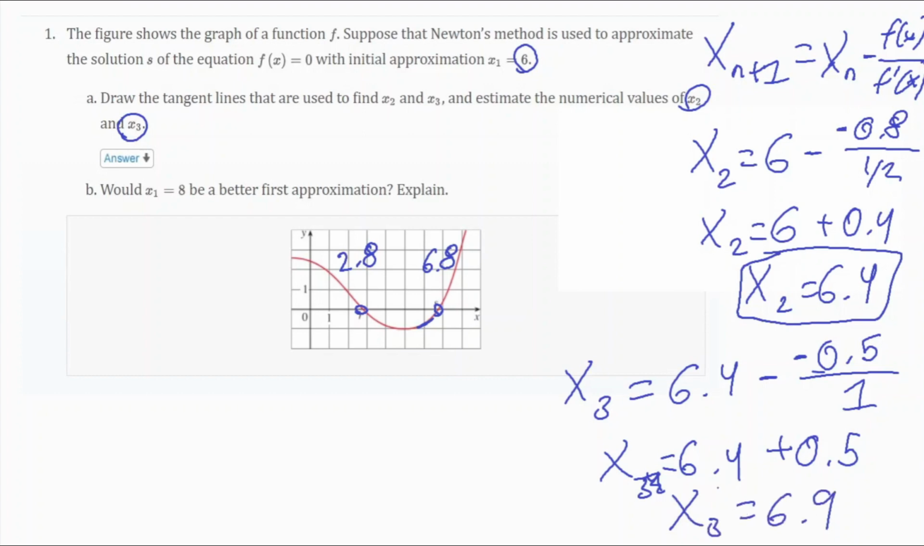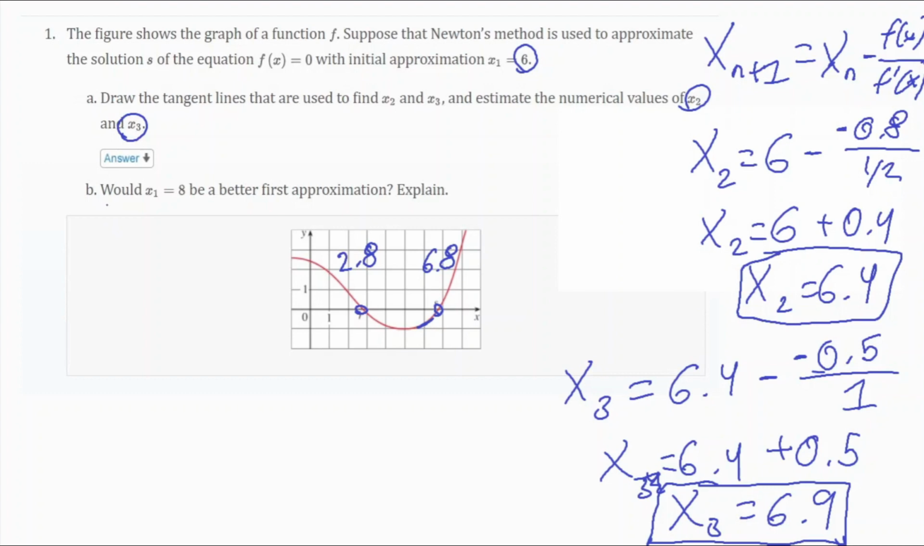And we could see that 6.9 is dangerously close to the actual 0. So as we go from x2 to x3, we're getting closer to the actual zero of the graph, as you can see right there. But those are going to be your x2 and x3 for the answer for A.